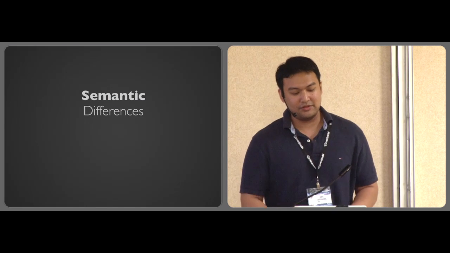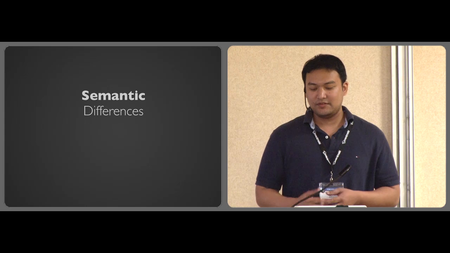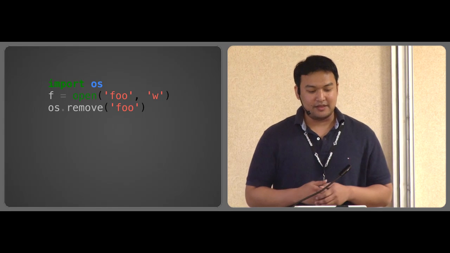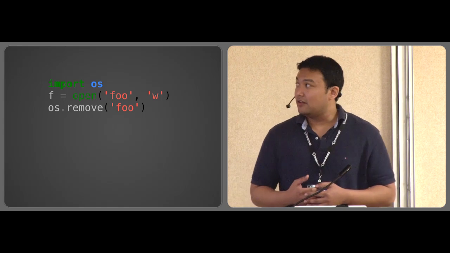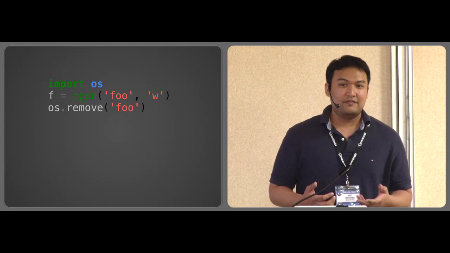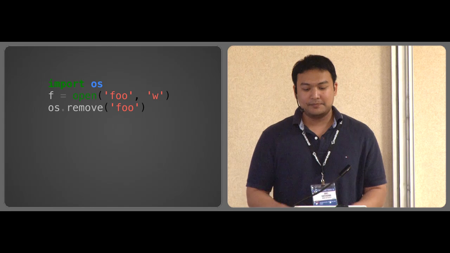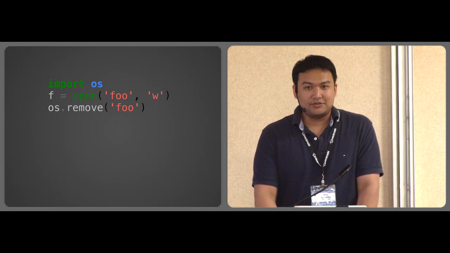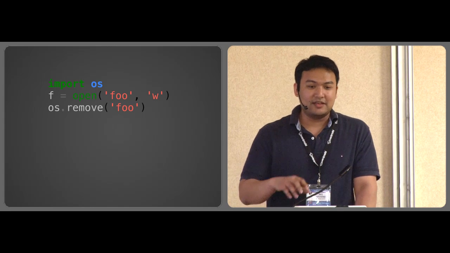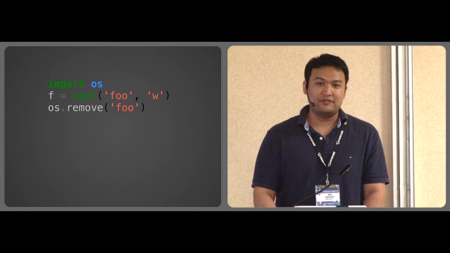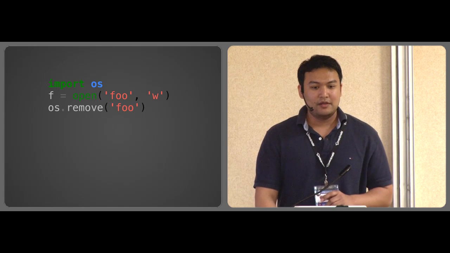So in terms of the more behavioral differences, an example would be something like this. I open a file, and then I remove it, but I still have a reference to that opened file object, which works in Linux and Mac. And you would think, why would you do this? But it tends to leak into higher-level libraries. An example of where you might run into this is the logging module.